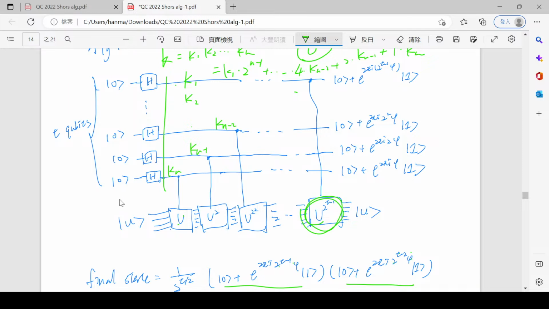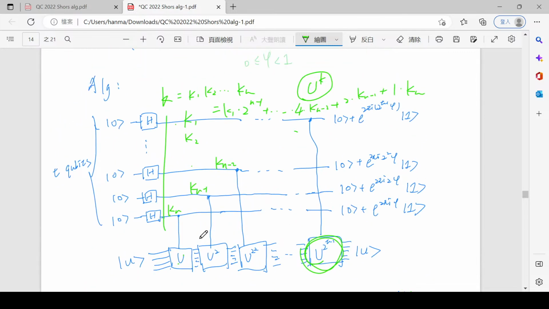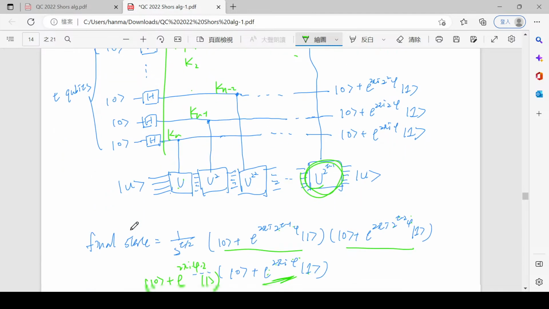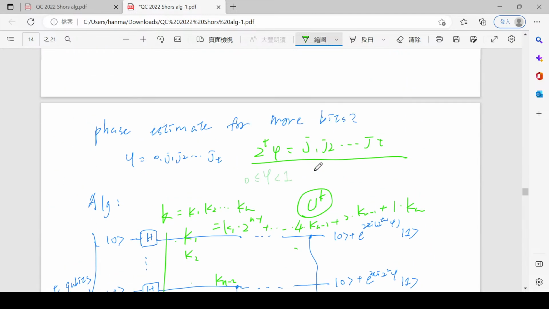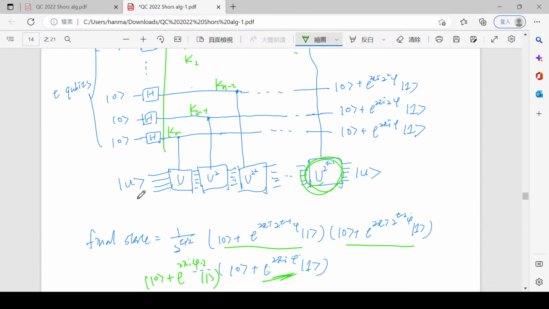And this is not too efficient. If you do this by just doing many controlled-U, then when you need t-bits precision on your phi, you need to apply U 2 to the t times, right? Because you are applying U almost 2 to the t times, and that will actually be too inefficient, too much time needed for doing Shor's algorithm for factoring.